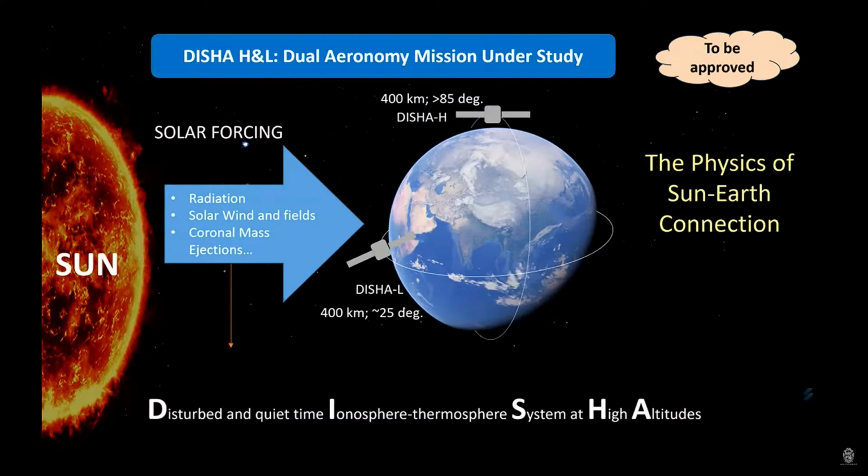This mission, we call it Disha H&L, a dual aeronomy mission, which is again under study. I must tell you, this has not made huge progress yet. This is a mission to look at the disturbed and quiet time ionosphere-thermosphere system at high altitude, putting two spacecraft near orthogonally to each other at two planes, and look at the solar forcing, the radiation, the solar winds and fields, and coronal mass ejections from two planes, and look at the understanding of the physics of the Sun-Earth system connection. I think this discussion has been going on, but we have not reached a very firm conclusion on the architecture of such a satellite, the mission possibility, etc. This work needs to be done in the coming days to finalize this.